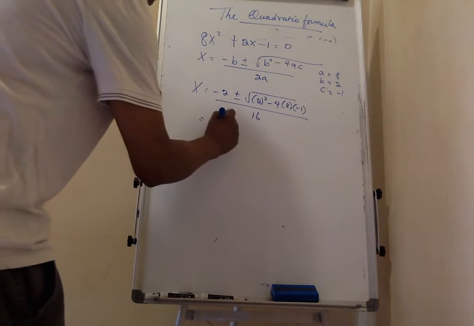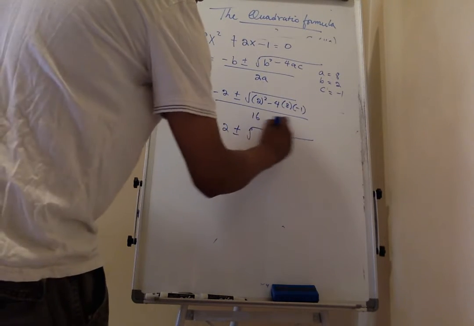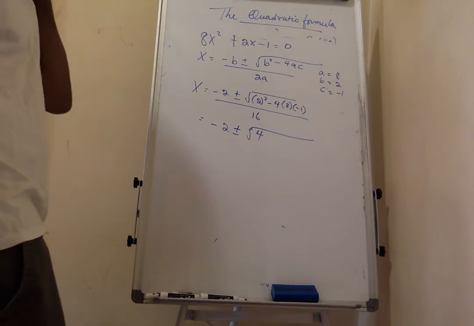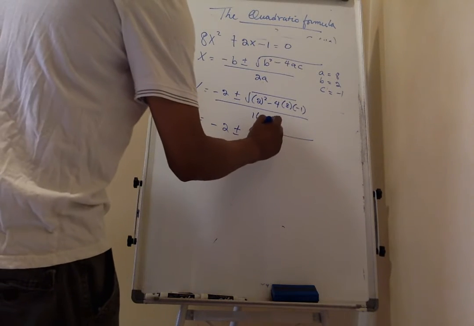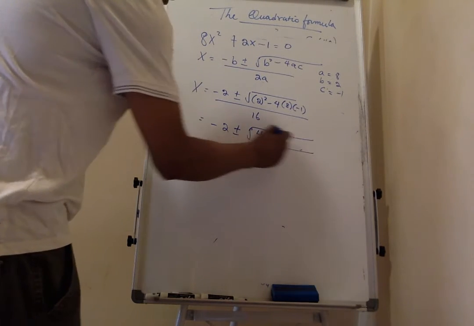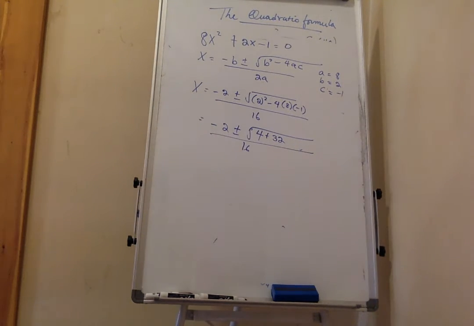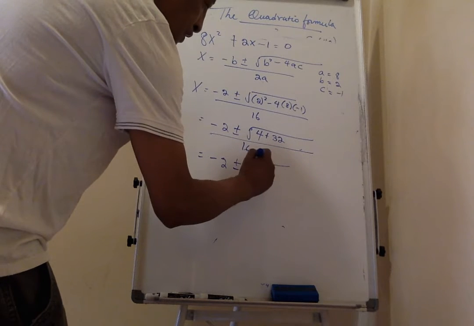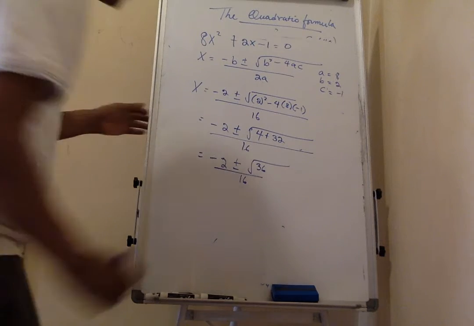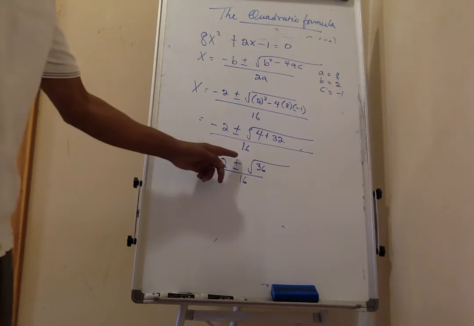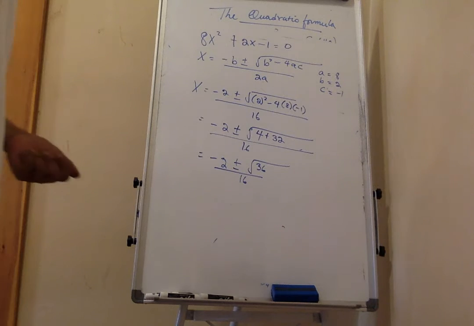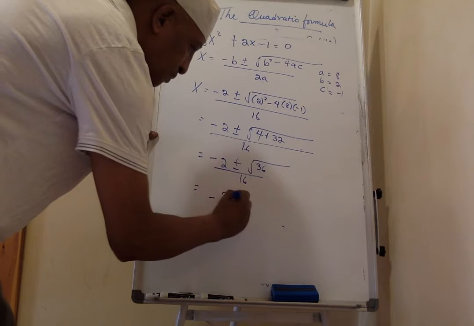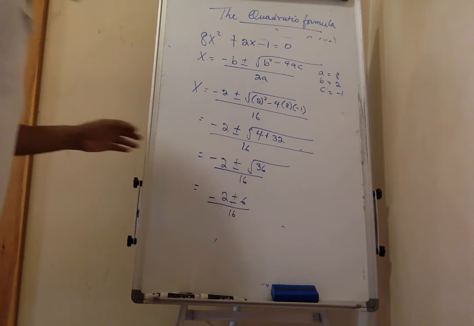So this would take us to negative 2 plus or minus, this would be 4. Negative 4 times 8 is negative 32, but negative 32 times negative 1 is plus 32, over 16. Then you're going to go ahead, negative 2 plus or minus 36 over 16. And mind you, the plus and minus tells me what? There are two solutions in any quadratic equation. So this would be negative 2 plus or minus 6 over 16.